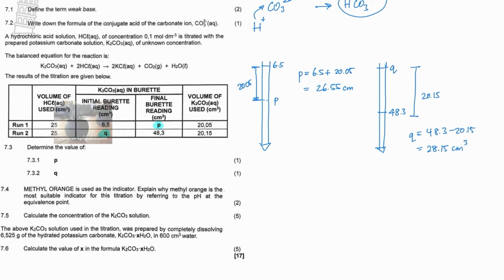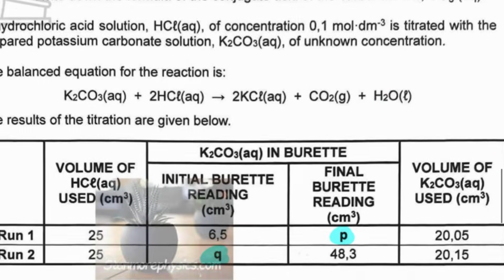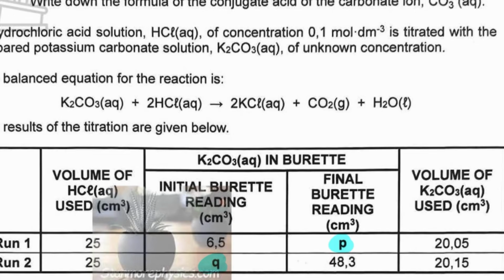So 7.4, methyl orange is used as an indicator. Explain why methyl orange is used, or why it is the most suitable indicator. If you look at the reaction, HCl is a strong acid, and K2CO3, they tell us, is a weak base. So a weak base and a strong acid will give us a salt that is acidic. So we're going to have an acidic salt.